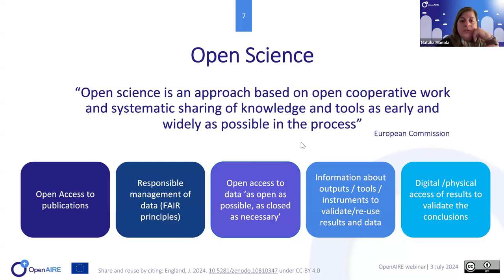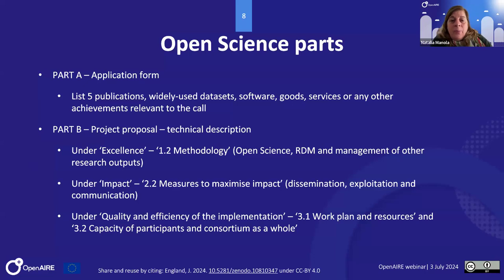Just to give you the overall context: we have open science parts when writing a proposal. We have a Part A and a Part B that you all know. On the application form, we are required to list 5 publications, widely used datasets, software, goods, facilities, services, or other achievements relevant to the call. We're not sure how the reviewers go over this, if they actually click on them or look at their contents. But the more open these 5 elements are, the better it is to prove to the reviewers that we're doing good work in practicing open science.